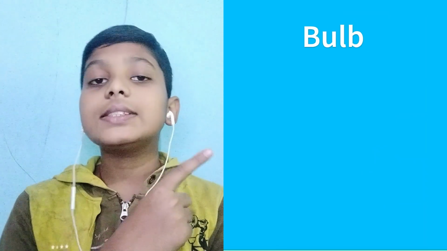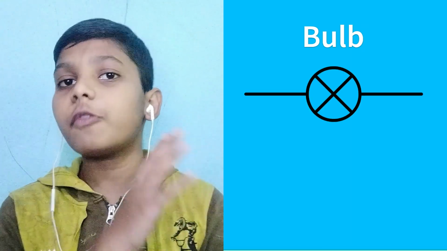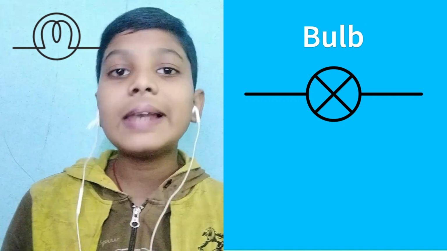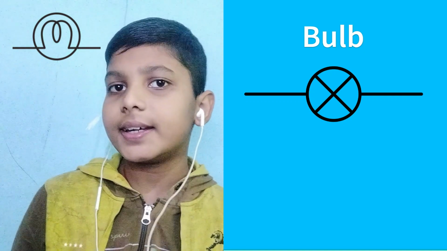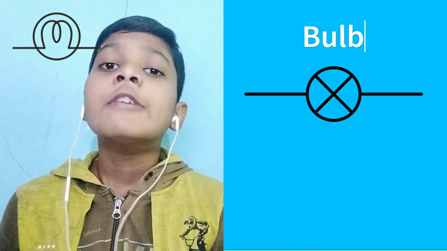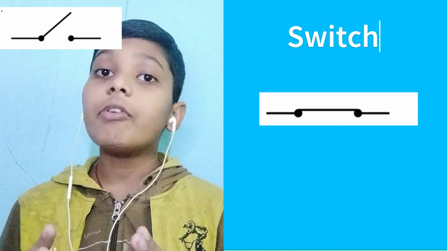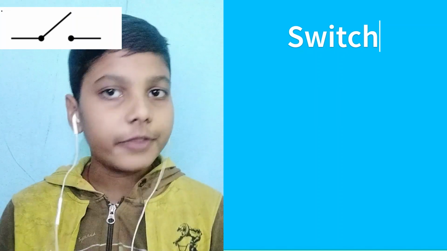Now this is the symbol that is used for a bulb. In some areas this also is applicable as a bulb, but both are correct if you use to draw them. For today's video, we will prefer this one. This is a switch. A switch has two symbols, and as per our requirement we will use any of them. This is our on switch and this is our off switch.